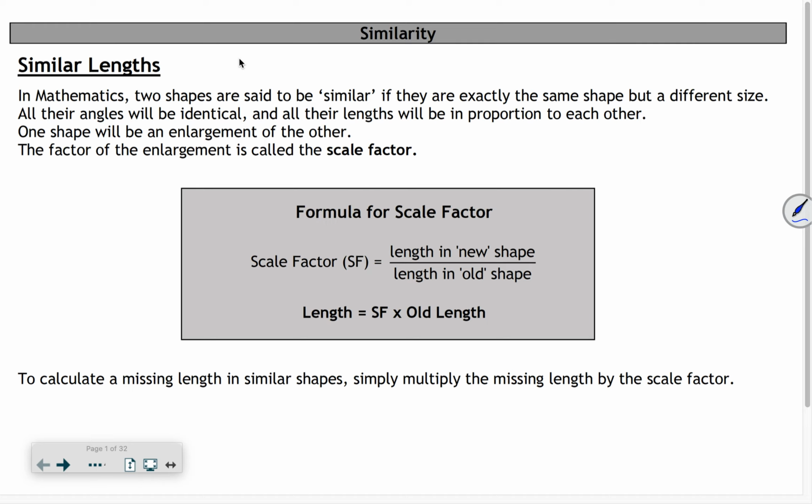Hi, folks. New topic time. This time we're going to move on to a topic called similarity.